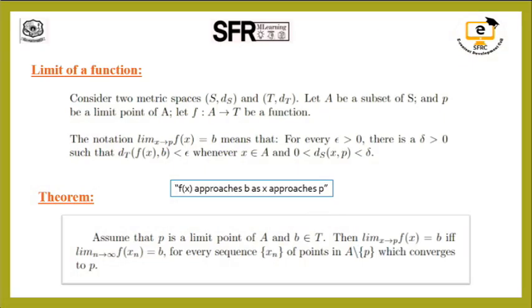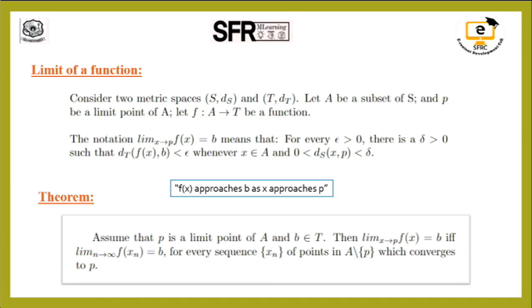So, before entering into the definition of a continuous function, let us define what the limit of a function means. Suppose we have two metric spaces S and T with metrics ds and dt respectively, and a subset A of the set S, and P is a limit point of the set A, and we have a function f from A to T.